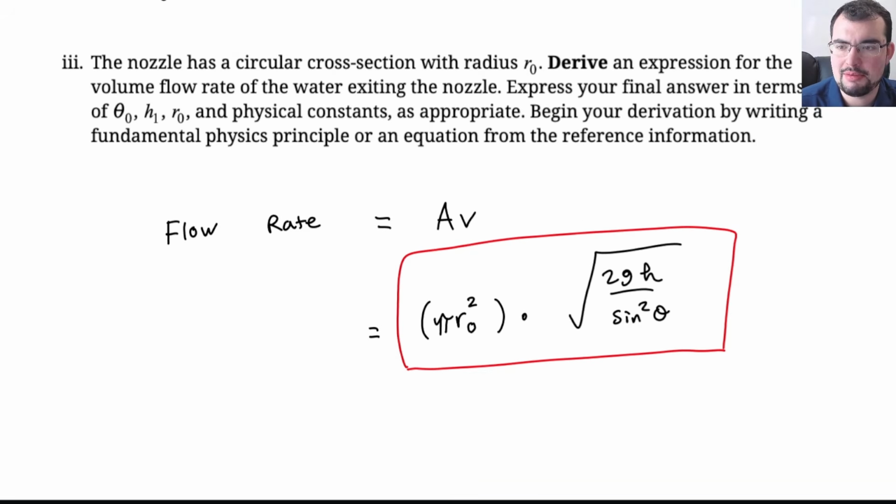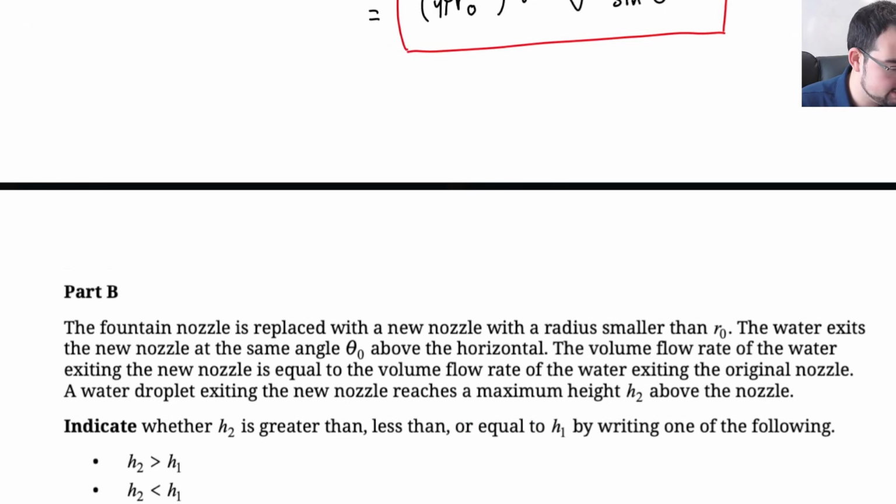I think they're going to be a bit more picky here. I feel like, actually no, I feel like you get a point for a substitution or a statement of flow rate is AV, and then I think you get a point for pi r squared. Pi r squared is definitely one of those points. So that's your 7A points.